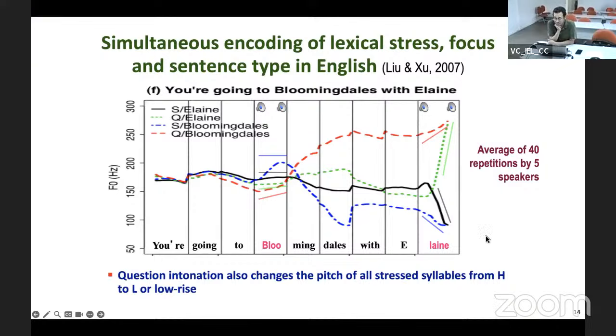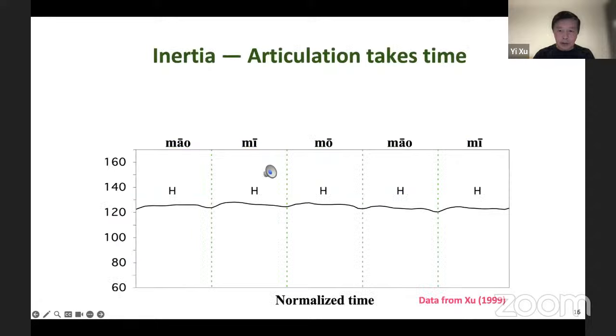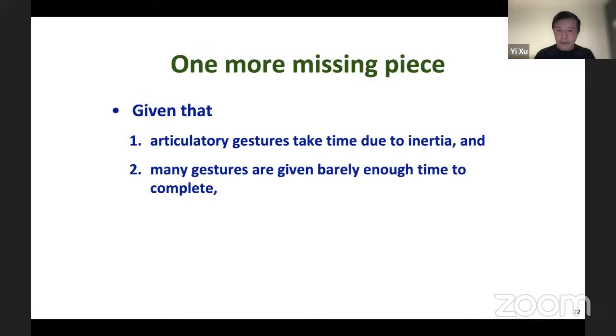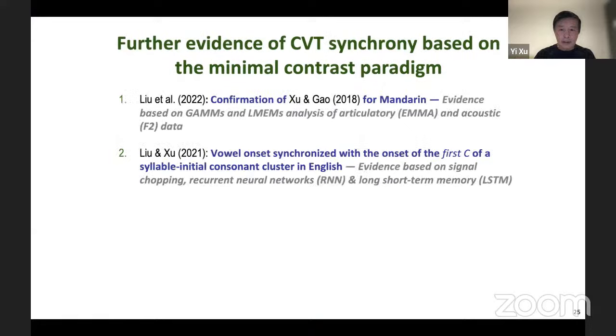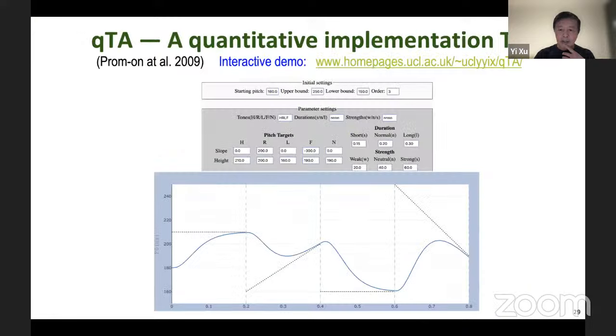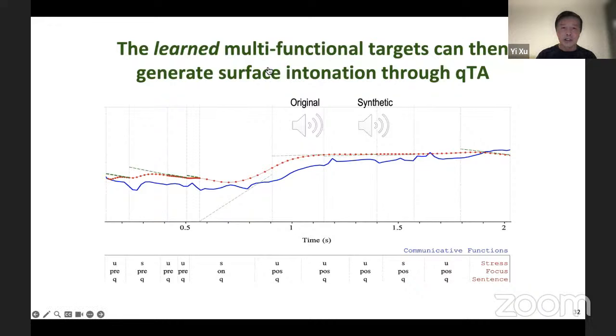So these are analysis data. But if we go to the modeling one, I should have gone straight to it. Yeah, this one is applied based on the learned targets. So can we identify some unstressed syllables? This is the original. You're going to Bloomingdale's with Alan? This is Bloomingdale's. So these are all unstressed syllables.